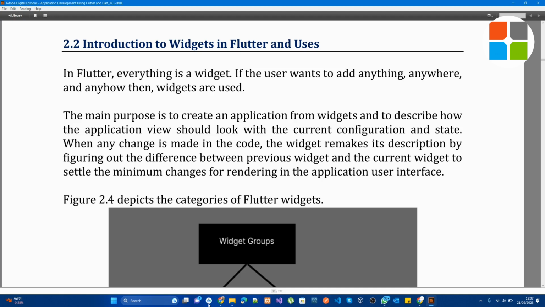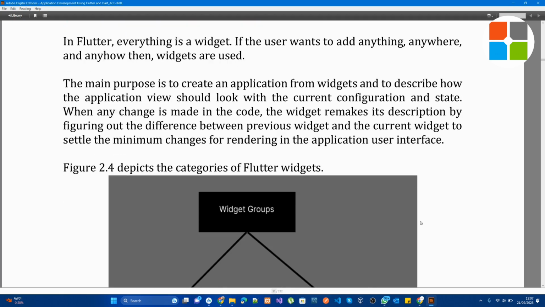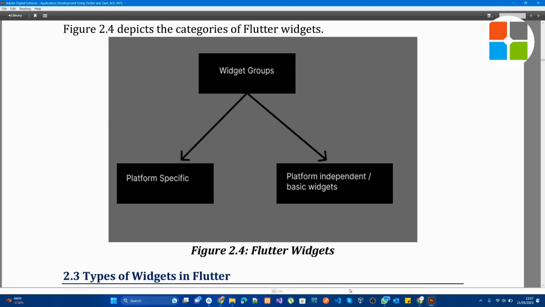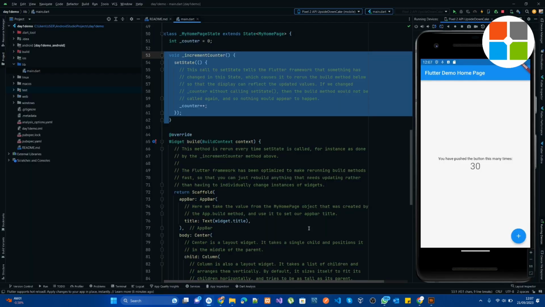So when any change is made on the code, the widget remakes its description by figuring out the difference between the previous widget and the current widget to settle on the minimum changes for rendering in the application user interface. So I'm just reading these things to you, but let me just show you, right? Let's just make a little change.